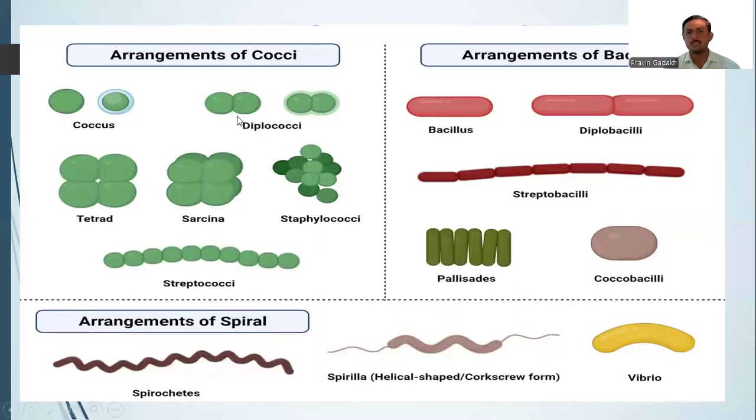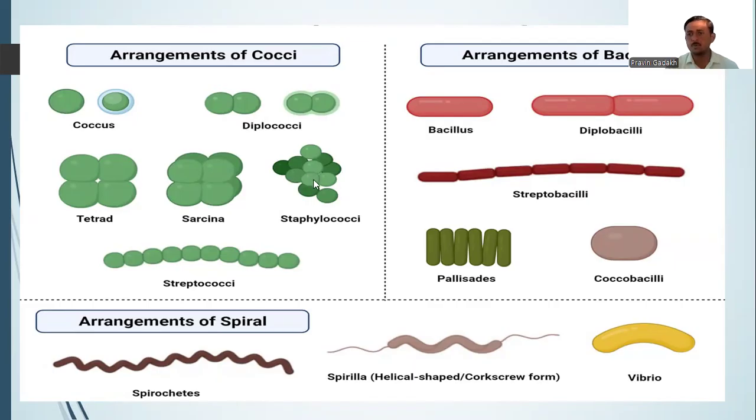So here in this diagram, we can see the arrangement pattern of bacterial cells. In case of arrangement of cocci, if we find a single coccus, it is nothing but the single cocci shape of bacteria. If the cocci are in a group of two, it is the diplococci. This is the tetrad or tetracocci. We can say this is the Sarcina type of arrangement of bacterial cell.